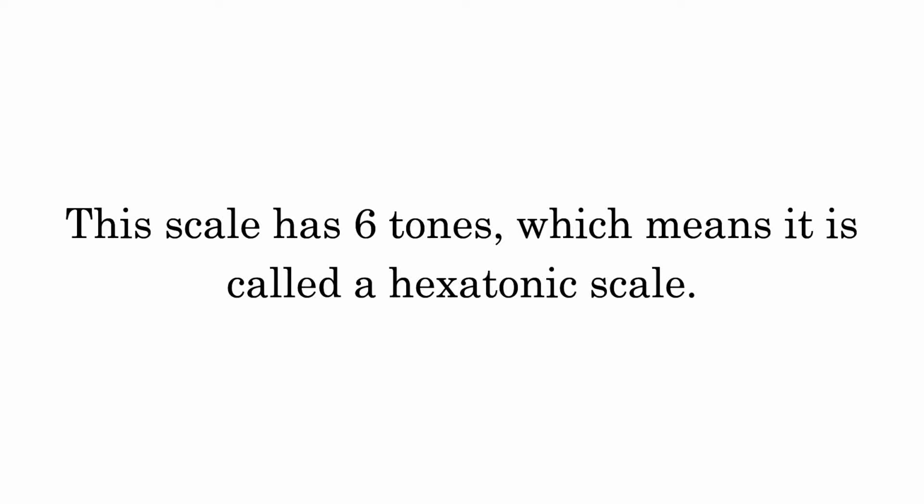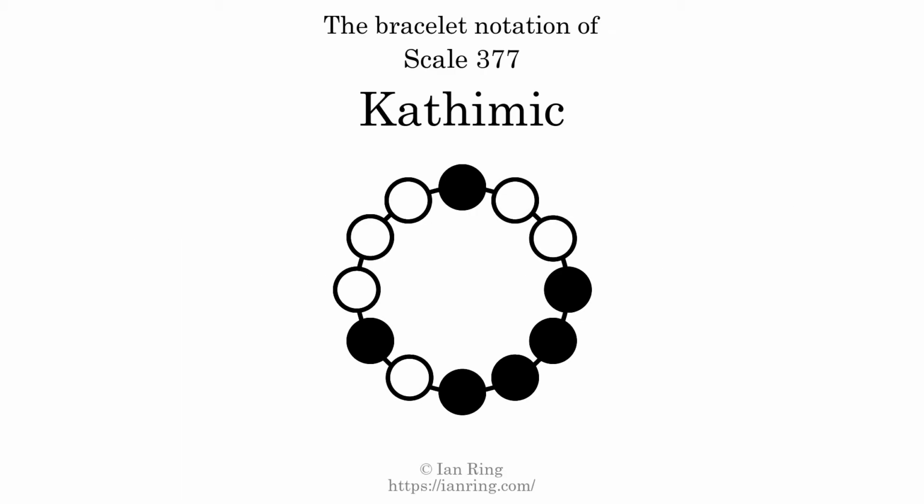This scale has 6 tones, which means it is called a hexatonic scale. This is a bracelet notation diagram of scale 377. The shaded circles represent tones that appear in the scale, and they are read clockwise, starting at the top.